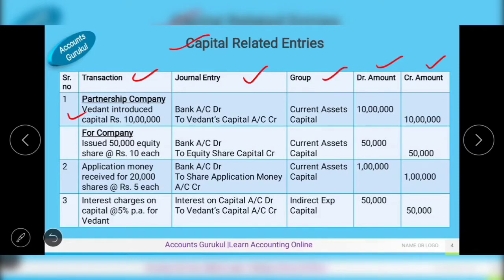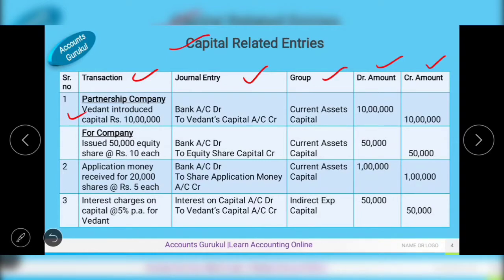Or you can say this is a personal account as well. So bank debit the receiver. So bank ko paisa mil raha hai. So bank account debit to Vedant's capital account. And it's a capital account. So Vedant is contributing into the business. So bank account debit to Vedant's capital account credit.